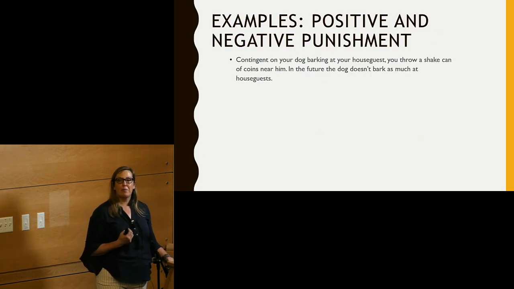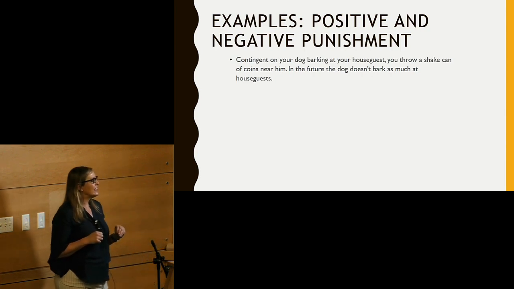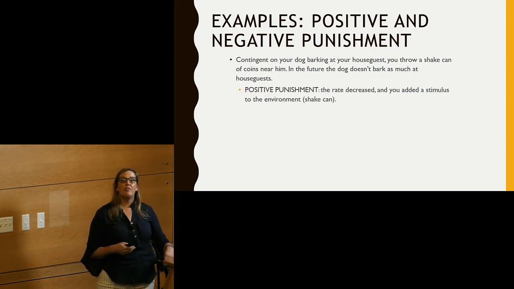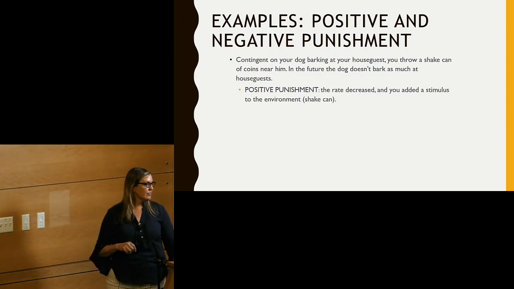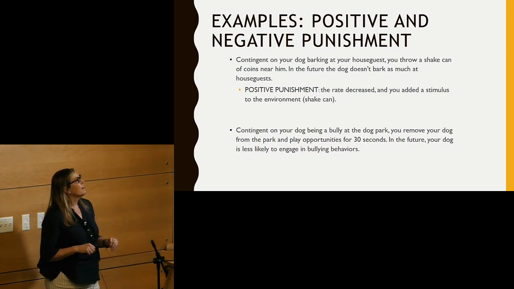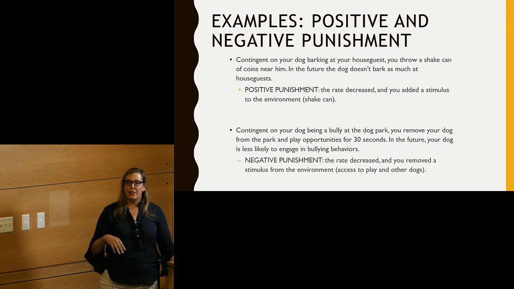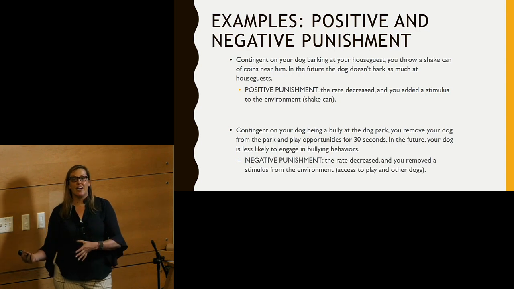On the other hand, and I don't recommend this, but it's an example, contingent on your dog barking at your house guest, you throw a shake can of coins near him. In the future, the dog doesn't bark as much at house guests. If that decreases the rate of behavior, we know it's a punisher. We've added something new in the environment. We've thrown the shake can, which means it's a positive punisher. And contingent on your dog being a bully at the dog park, you remove your dog from the park and play opportunities for 30 seconds, and in the future, your dog is less likely to engage in bullying behaviors. Because we've reduced the rate, we know we're talking about punishment, and here we've removed something from them. In fact, we've removed them from the environment, the fun environment.